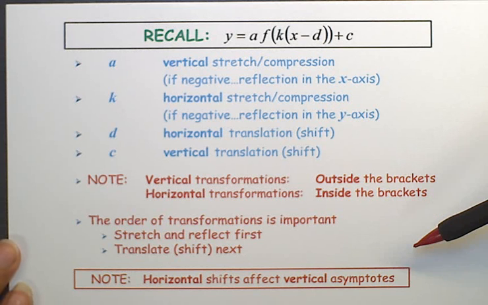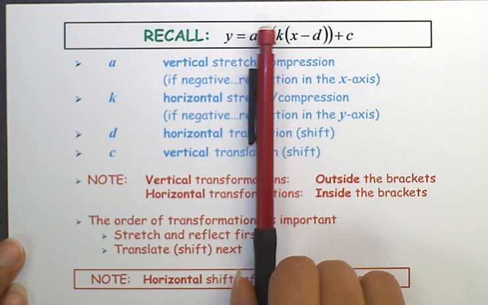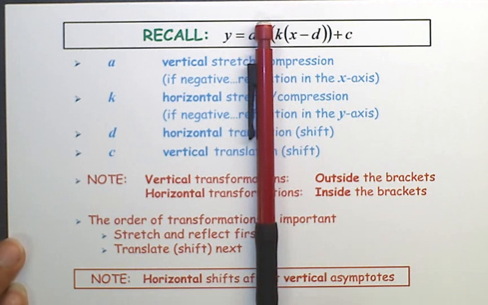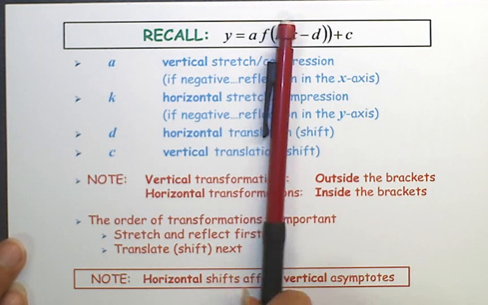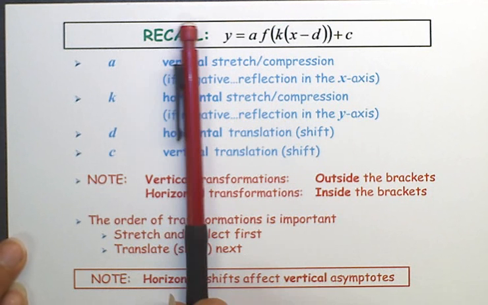And because we are looking at logarithmic functions, and logarithmic functions have vertical asymptotes, what you'll notice is that anytime you shift the graph left or right, so any horizontal shift, will also affect the vertical asymptote. So think about if my pencil represented a vertical asymptote, the only way that the vertical asymptote would move is if the graph moved left or right. Okay? So that's something to think about.